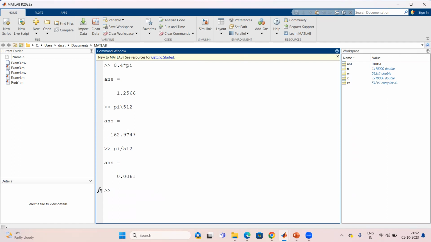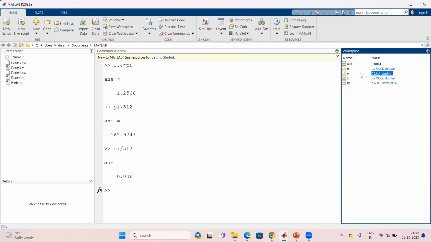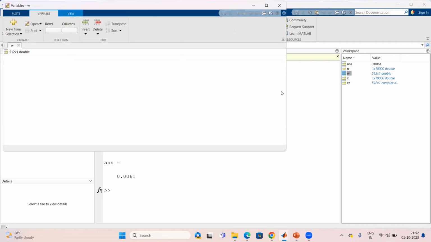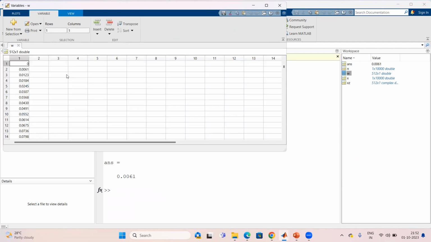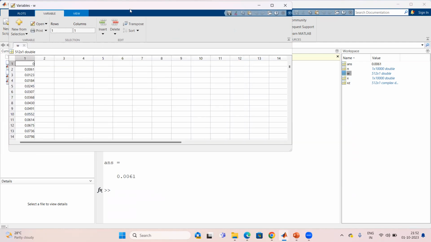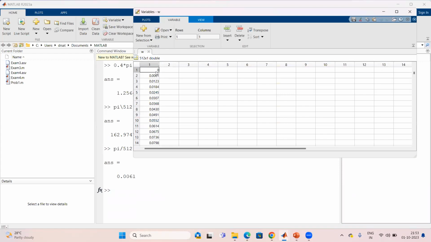Now we can see this W vector. There are a total of 512 such points, and here we can see these W values. Let me open this. You can note down these values. So W equals 0, then 0.0061, then again the step size of 0.0061 is added to this value, so it will be 0.0061, 0, 1, 2, 3, and so on. So the step size is 0.0061.